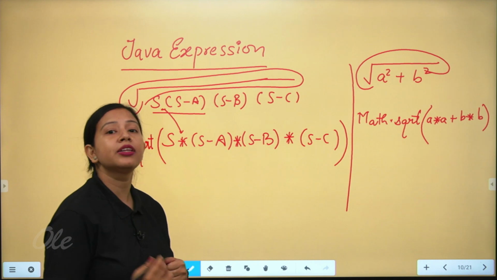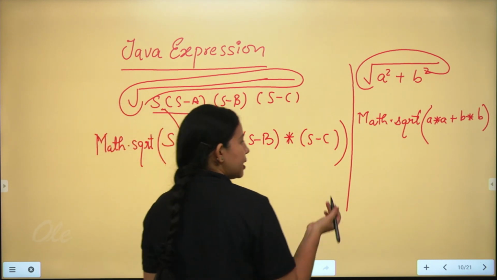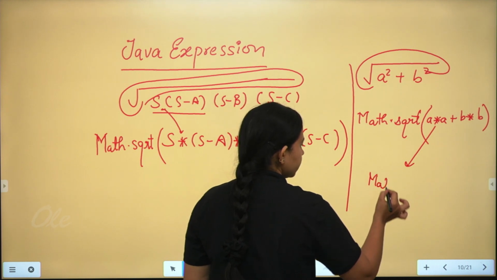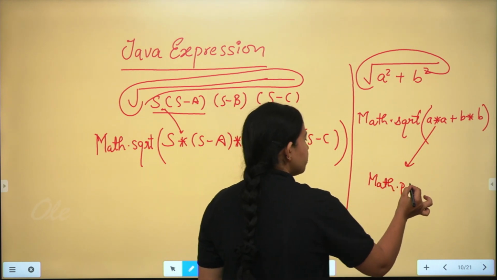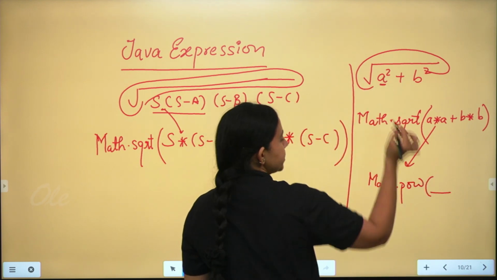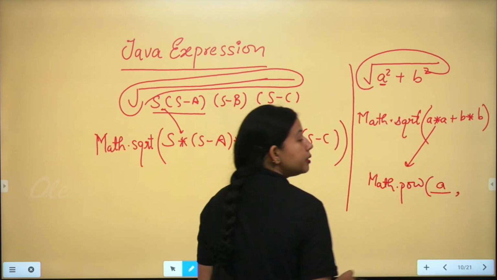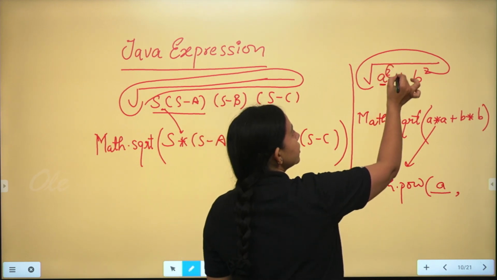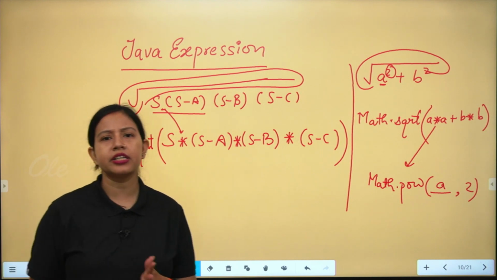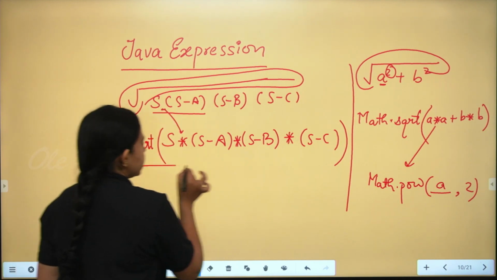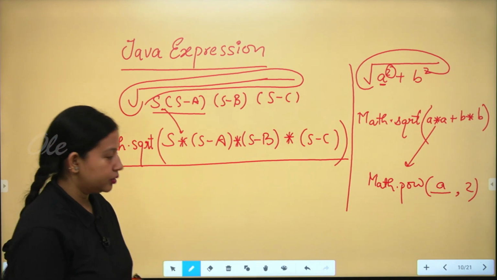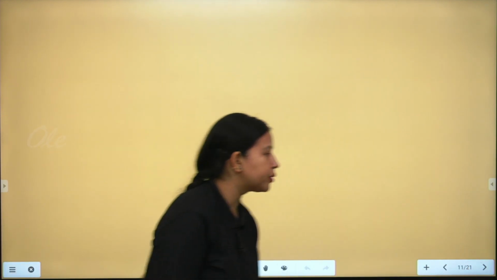Or you can choose math.pow. As you know, in math.pow you write the base value first. So what is the base in that? This a is the base, separated by the power. What is the power over here? 2. So these are the two simple techniques to write any Java expression. Now it's time to analyze how many inputs are required for that. So let's quickly start the program.